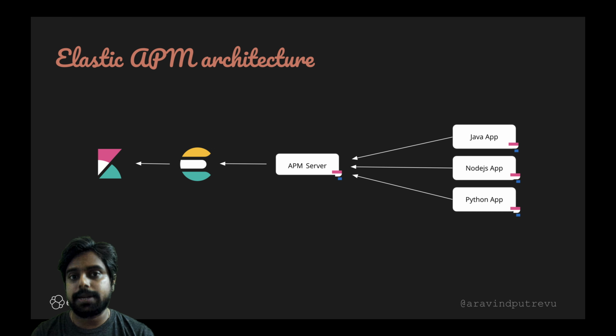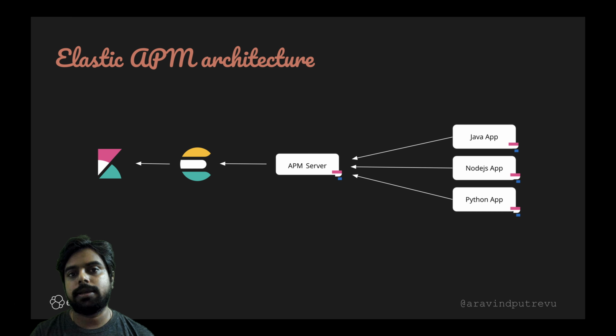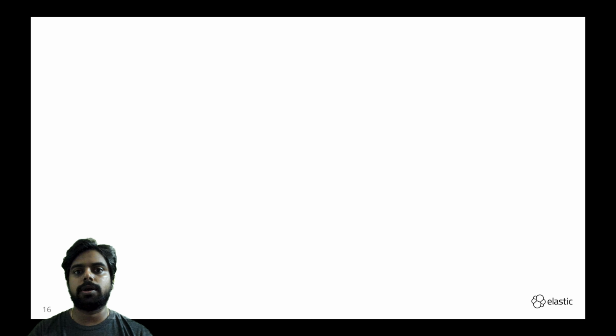So how does the architecture look like? If you have multiple services written in multiple programming languages, people do that, you just use these APM agents or packages, and they will ship the traces or data to the APM server, and eventually it gets stored in Elasticsearch, and then you will be able to see it in the Kibana APM app. So that's how we're going to do it as well.